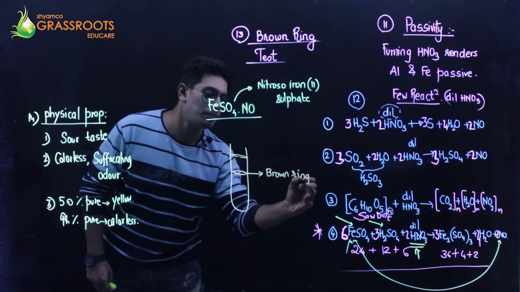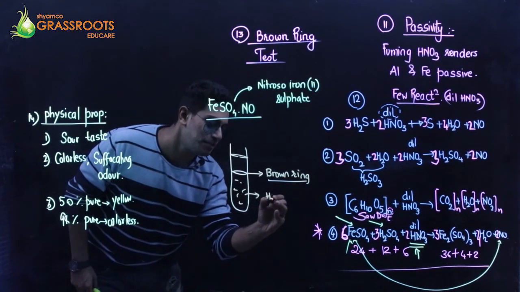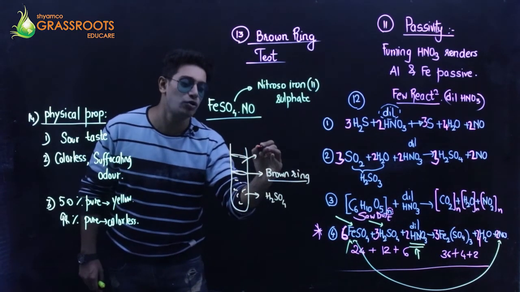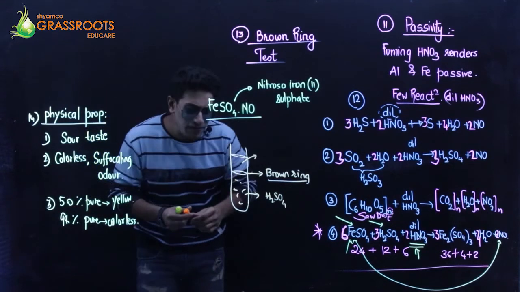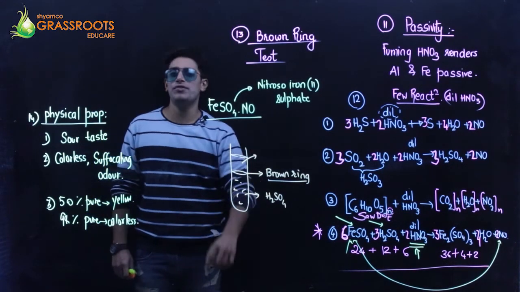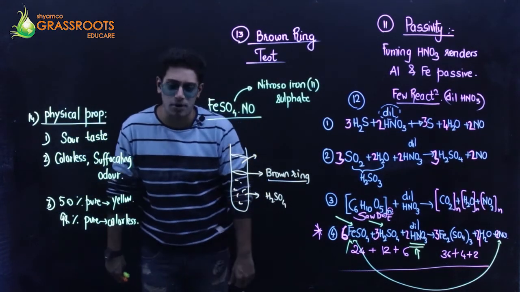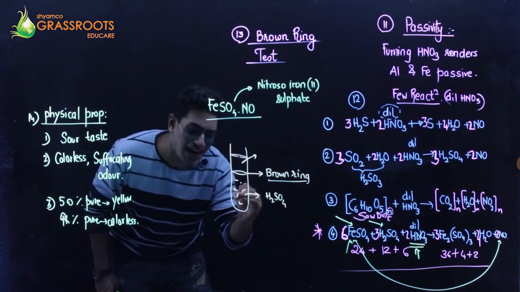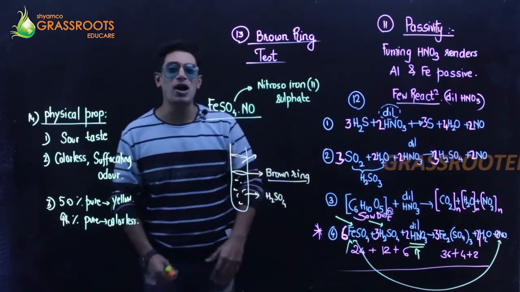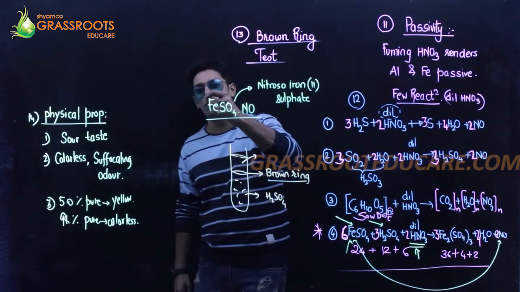And who is responsible for the brown ring? It is nitroso iron 2 sulfate. At the bottom, you will have sulfuric acid because it is heavier. And above, there will be a solution of iron sulfate or water. Now listen to what happens. Even if you slightly disturb this test tube, the brown ring is very unstable. This nitroso iron 2 sulfate is a very unstable compound. It will quickly dissolve and react with H2SO4, and it is going to decompose. So the brown ring will vanish away once the test tube is even disturbed to a certain extent.